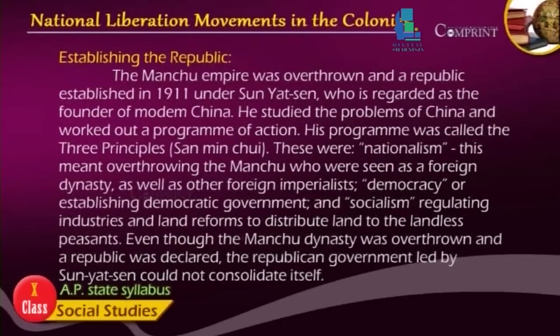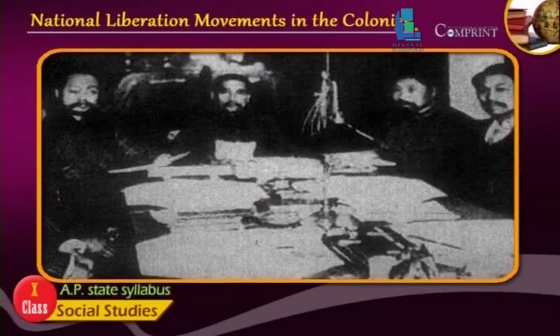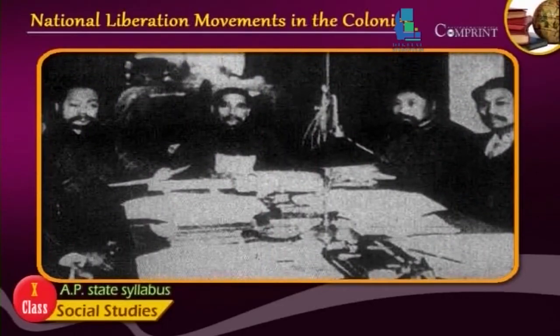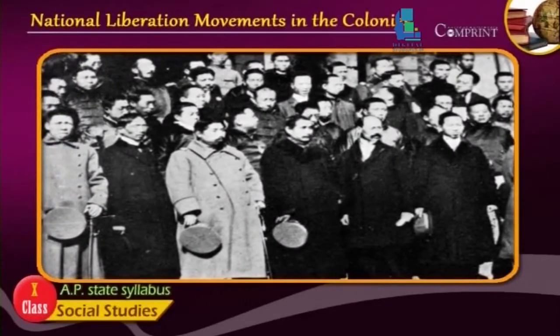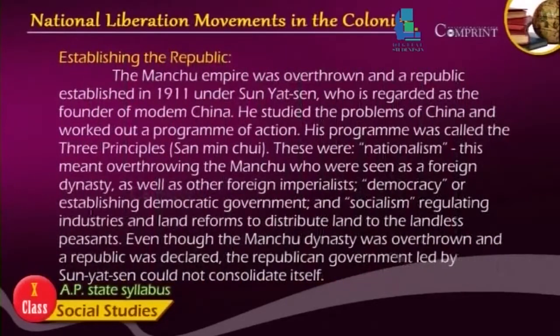Nationalism meant overthrowing the Manchu, who were seen as a foreign dynasty, as well as other foreign imperialists. Democracy meant establishing democratic government, and socialism meant regulating industries and land reforms to redistribute land to the landless peasants. Even though the Manchu dynasty was overthrown and a republic was declared, the republican government set up by Sun Yat-sen could not consolidate itself.